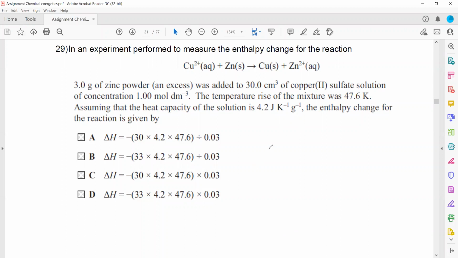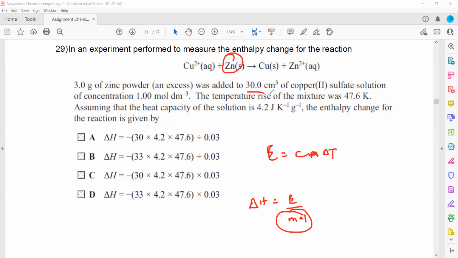Whenever we calculate the enthalpy change using the formula E equals C m delta T, we always consider the limiting reagent. So 3 gram of zinc is there, which is in excess. Because if I take an excess substance, it means not all of the moles react. And since the enthalpy change is equal to energy divided by moles, I will have extra moles which did not all react, so I will not get the correct answer.